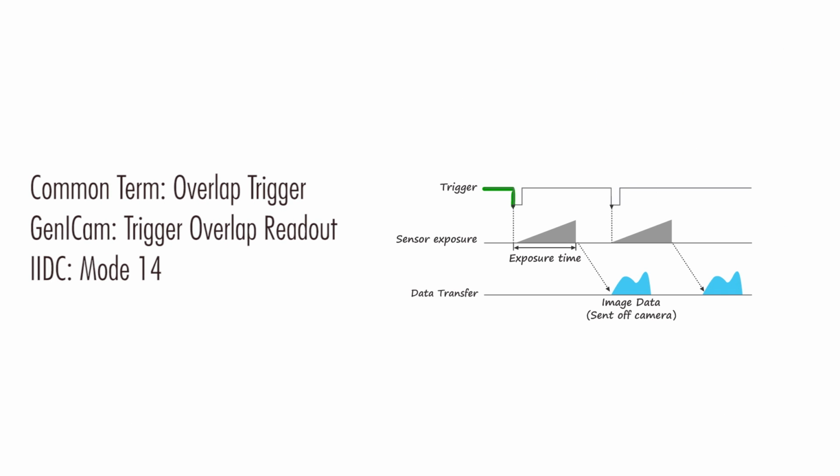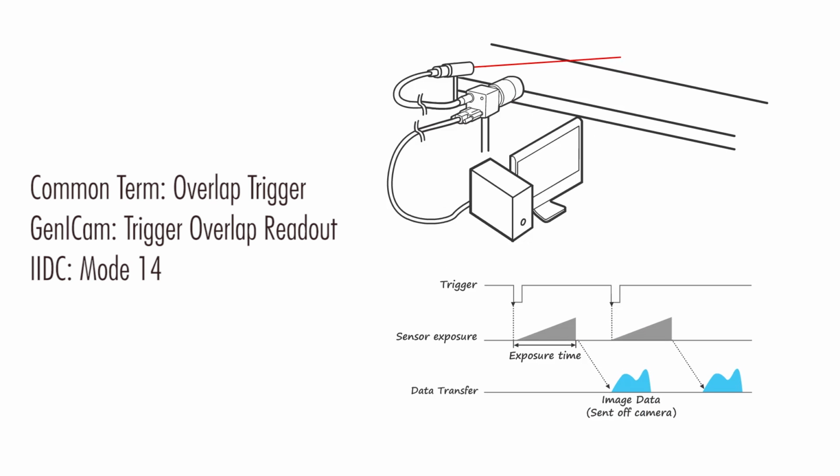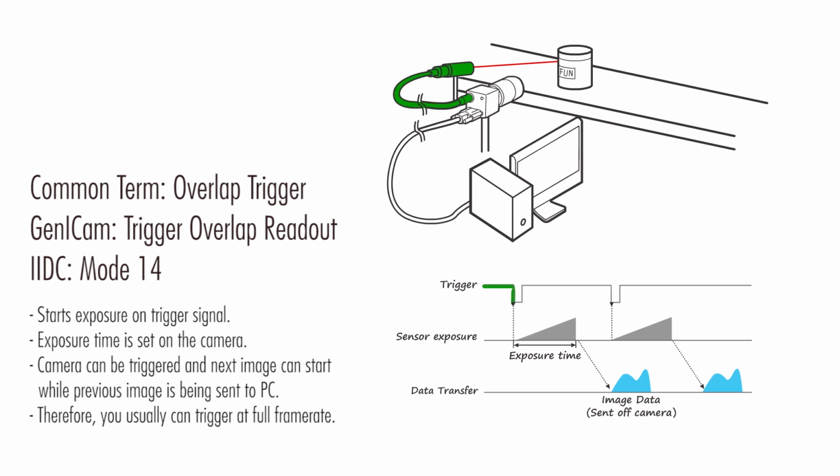Overlap trigger mode, or trigger overlap in GenICam or mode 14 in IIDC, allows you to trigger while the previous image is still being sent to the PC. The exposure time is set on the camera, and the camera starts the exposure at the trigger signal. After exposure, data is read out and transferred. Now the camera can be triggered again, and the next exposure can start while the previous image is still being sent to the PC. This means you can trigger at full frame rate.